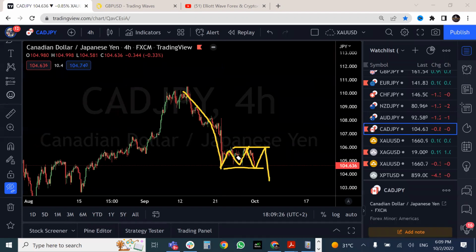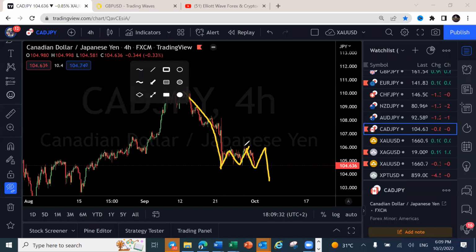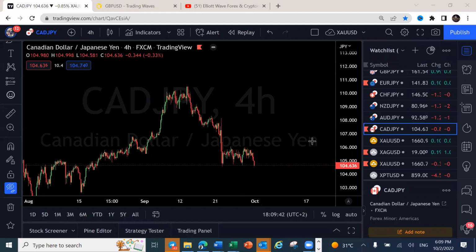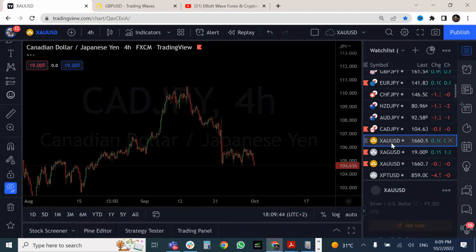Let's take this off. If you look at that, we could have a complex B correction in the lower degree. It will not be surprising to see a bit of a bounce before we drop, either that or we are going for this one. But let's watch that one for a continuation to the downside.